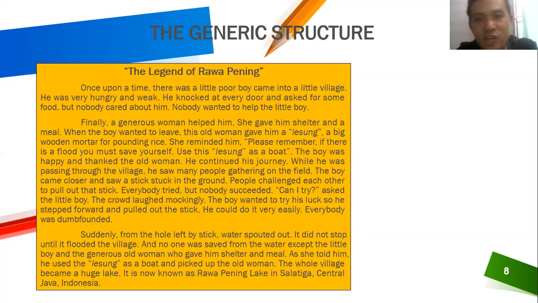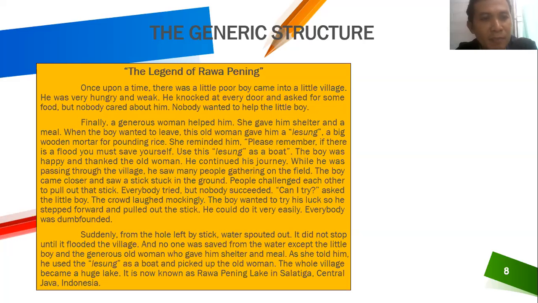She gave him shelter. You remember what does shelter mean? Tempat berteduh. She gave him shelter and a meal. What does meal mean? Food. When the boy wanted to leave, this old woman gave him a lesung, a big wooden mortar for pounding rice. She reminded him, please remember, if there is a flood, you must save yourself using this lesung as a boat.